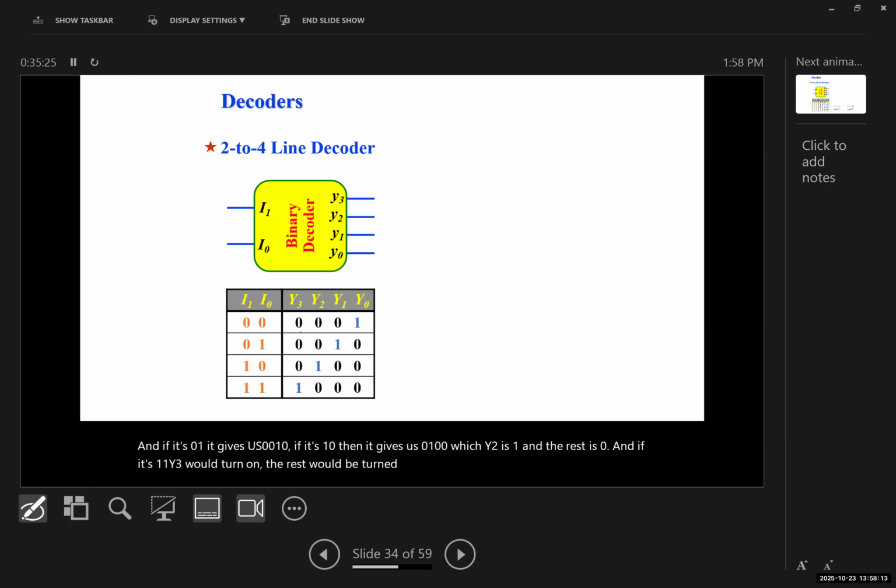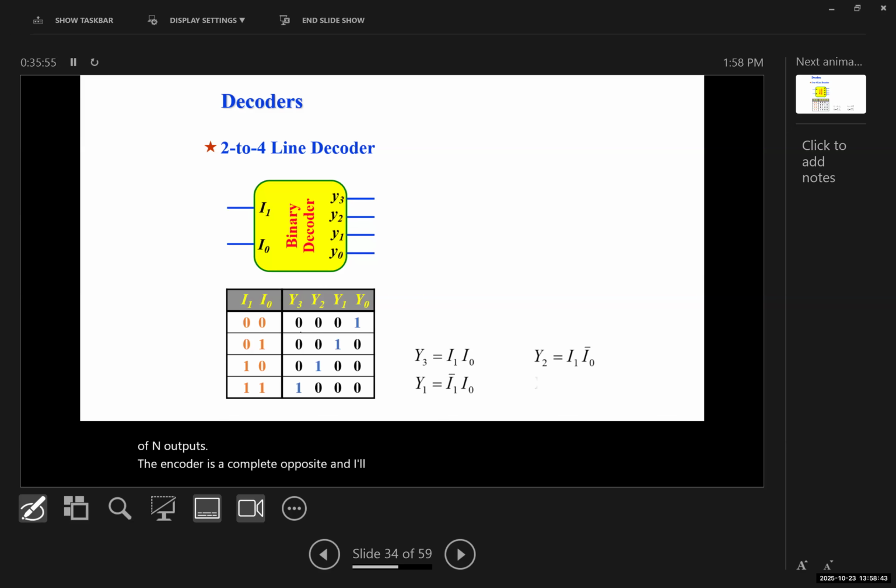So in a question, if you have a question in the FE exam, and the question is, a decoder has how many inputs and how many outputs? The answers are 2 to the power of n and n, or 2 to the power of n and 2n, or 2n and n. So always the decoder has n inputs and 2 to the power of n outputs. The encoder is the complete opposite, and I'll explain more about that as well.